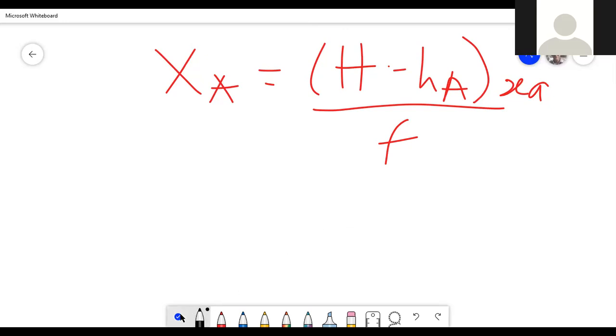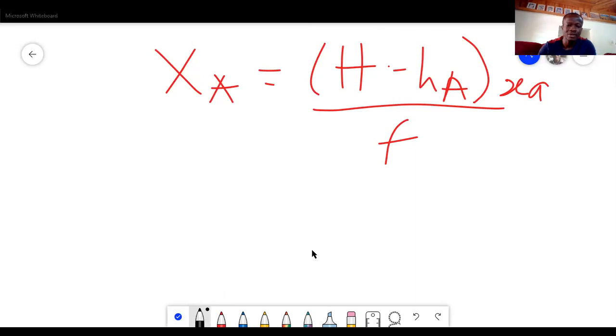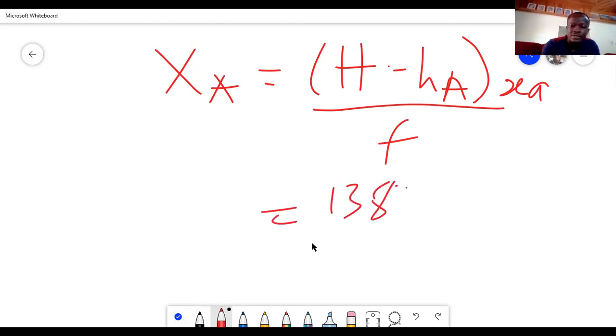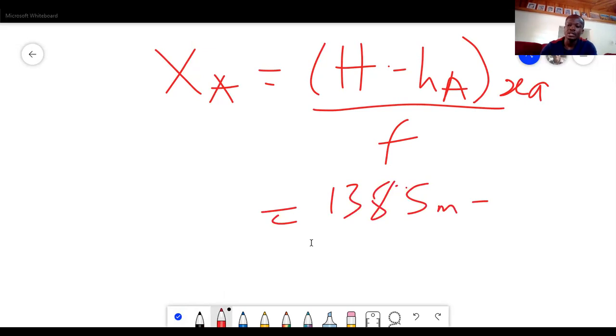Okay, so this formula is very easy, isn't it? So flying height is what? 1385 meters. So your units, always check your units. And if you take, determine the horizontal length. So horizontal length, how do you work out the horizontal length?